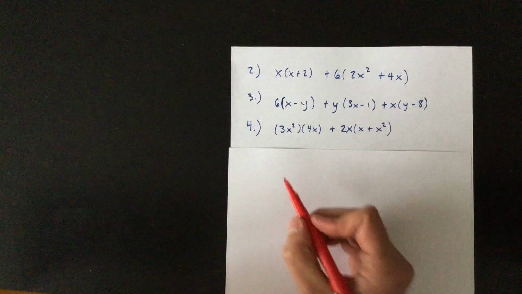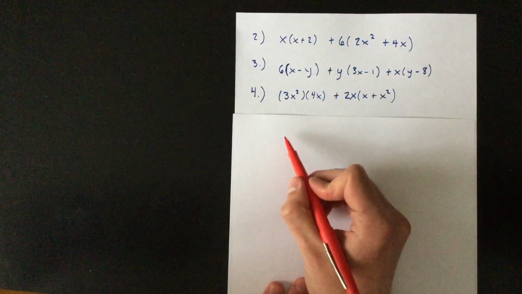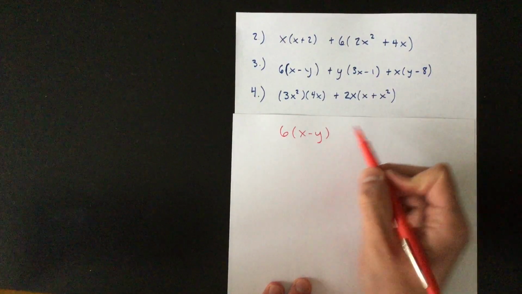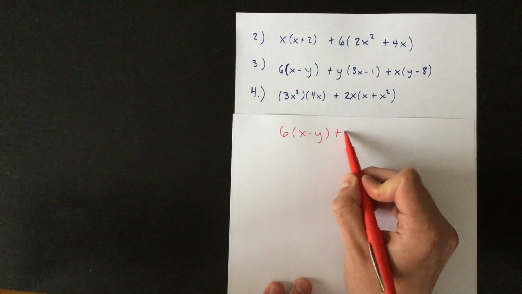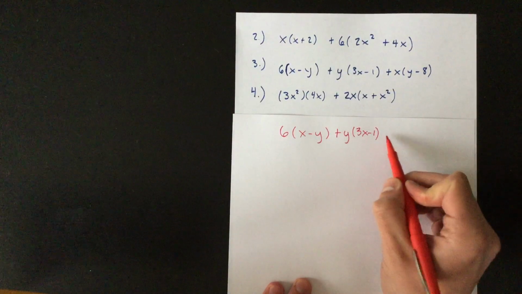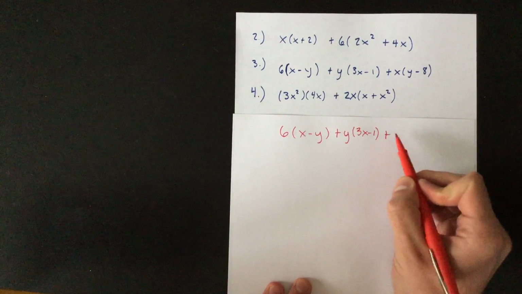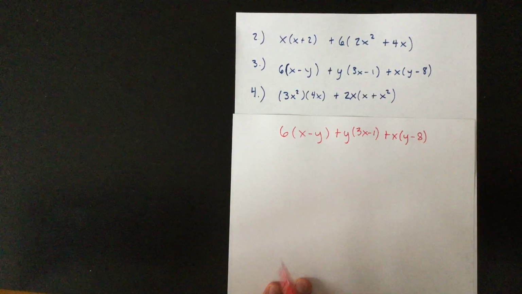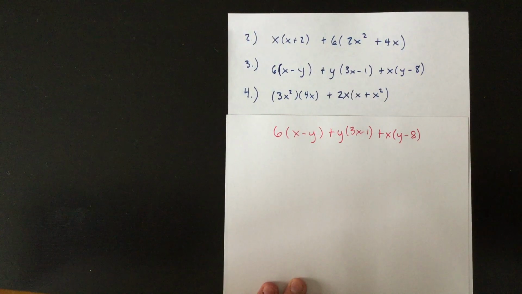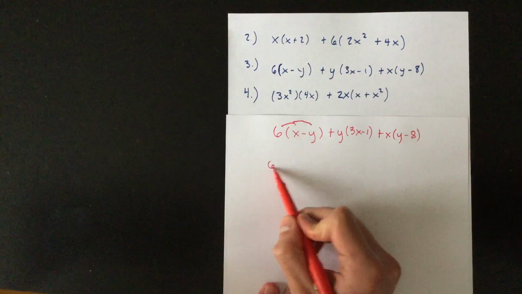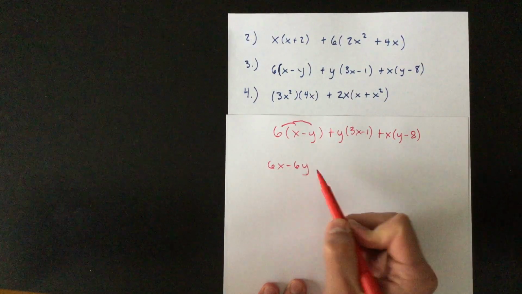All right, next one we're going to go over is number 3, which is the expression 6 times x minus y plus y times 3x minus 1 plus x times y minus 8. There we go. First thing I'm going to do is distribute. I've got 3 spots where I have to do that. First spot will give me 6x minus 6y.